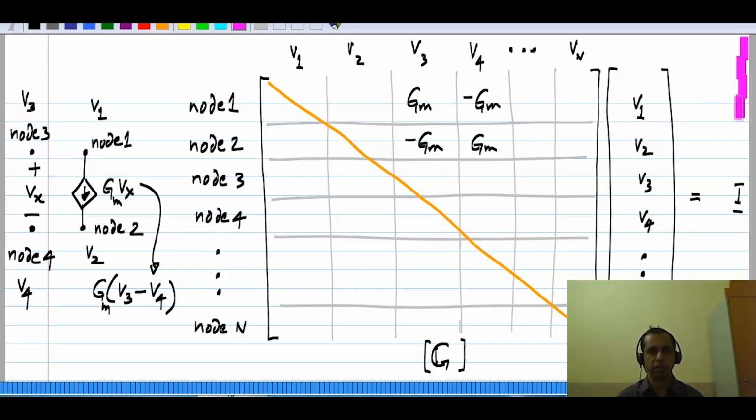Now I'll show a particular example. Usually what I do is I show some particular examples and then generalize. In this case, I decided to do it the other way around because the resistor's case is so easy. I also wanted to show how the voltage controlled current source is similar to a resistor, but the only difference is that the entries appear asymmetrically in the matrix.